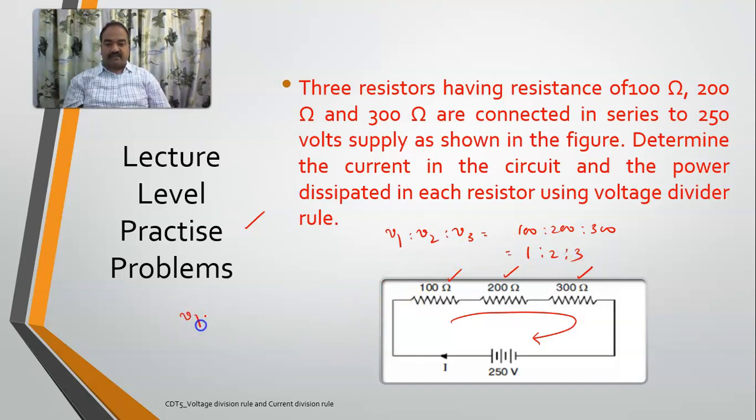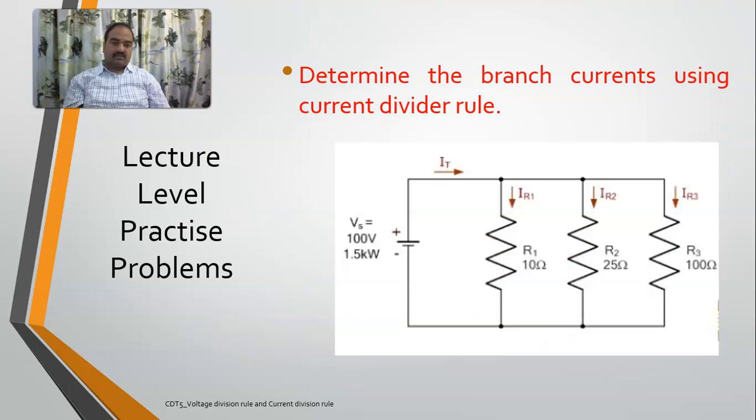So what is the V1 share? Its share is 1. Total number of shares is 1 plus 2 plus 3, into the actual voltage, 250. Similarly for V2, its share value is 2. Similarly V3. Understood? So try to solve these problems, and we'll solve more at home.